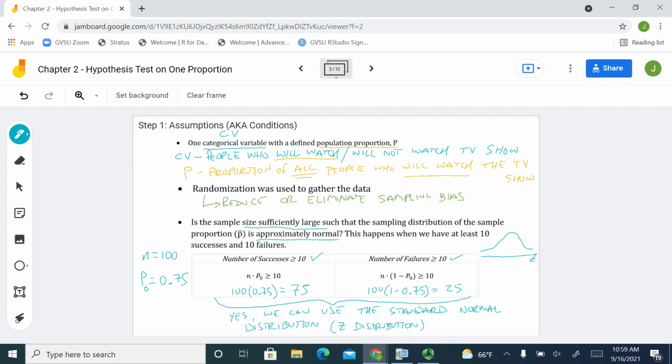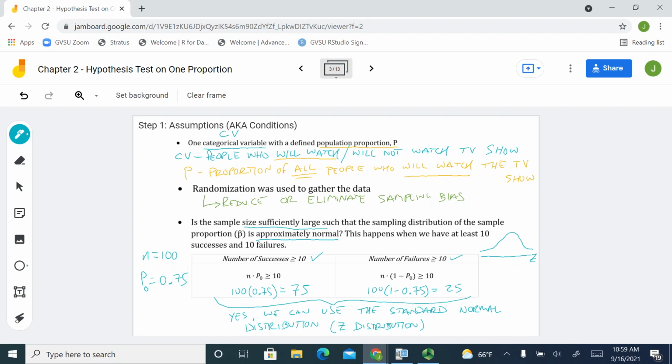We already talked about this in class, so I'm not going to go through it in detail. But in general, we're going to ask ourselves, what type of variable do we have and how many do we have? What type of parameter are we estimating? Or what type of parameter are we evaluating?